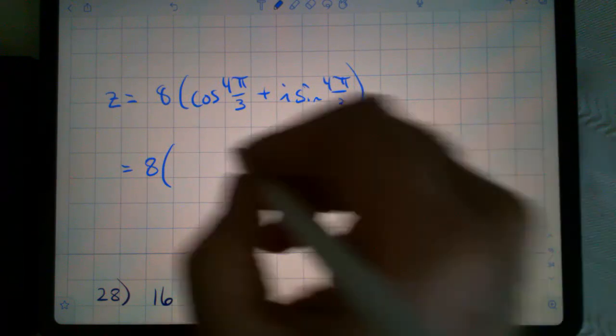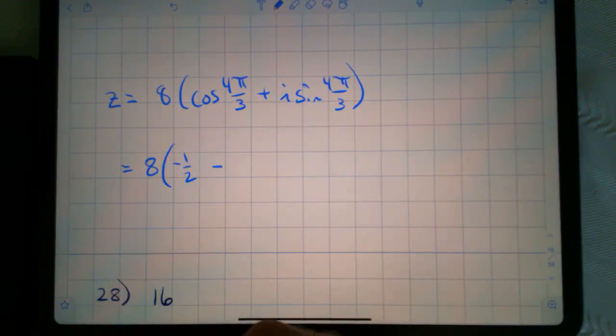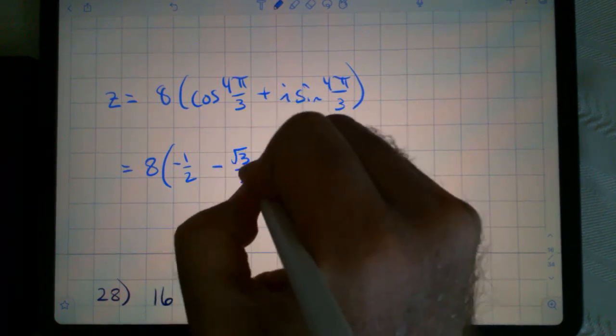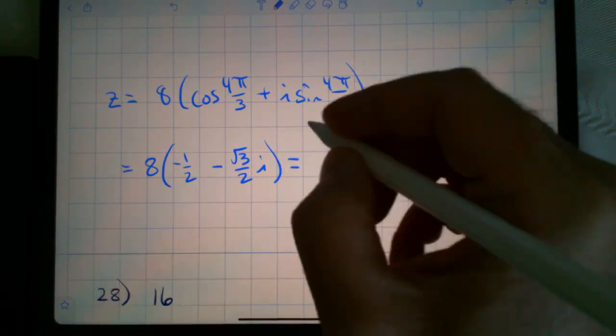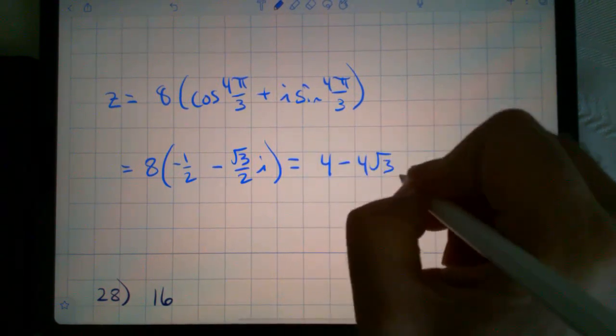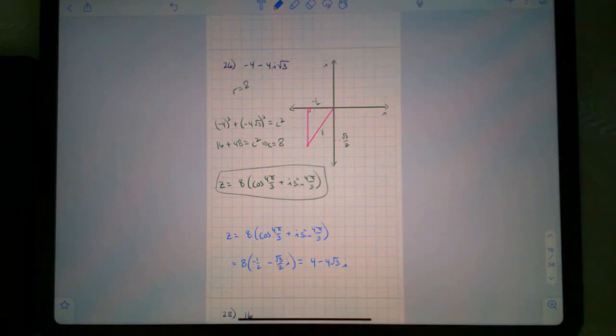So cosine of 4 pi over 3 is -1/2. And the sine of 4 pi over 3 is negative radical 3 over 2. So that when I multiply this in, 8 times -1/2 is -4, minus 4 radical 3 i. And that's what we started with.